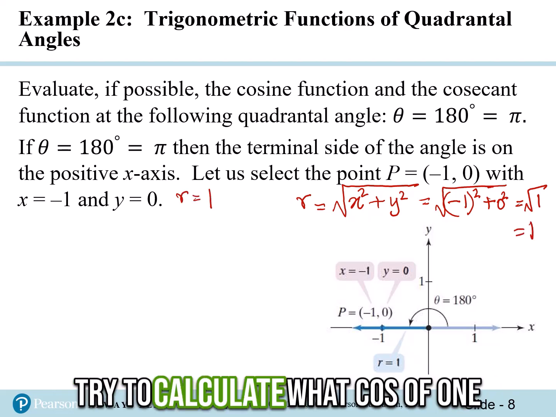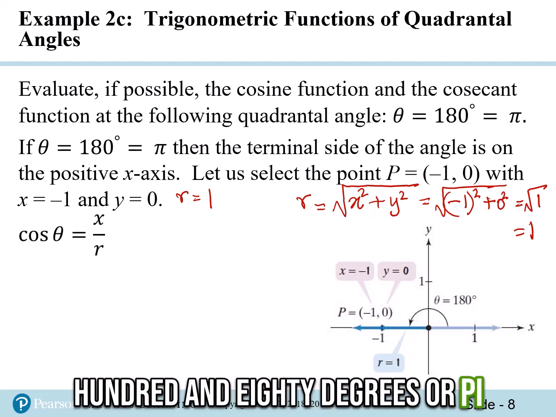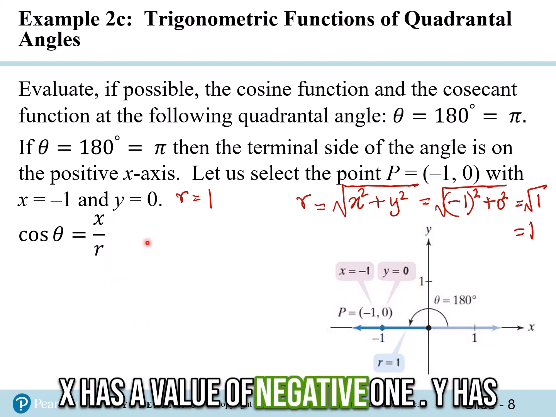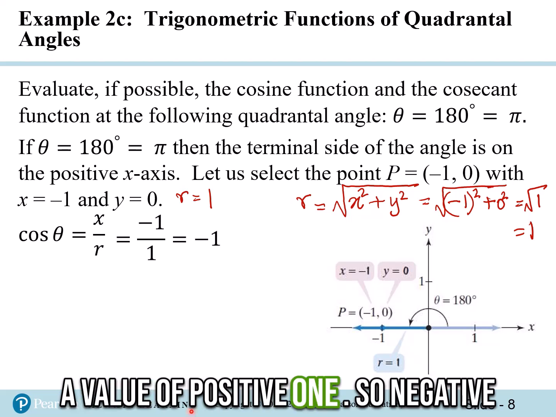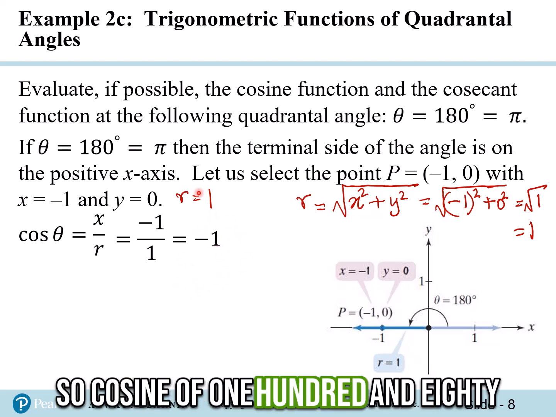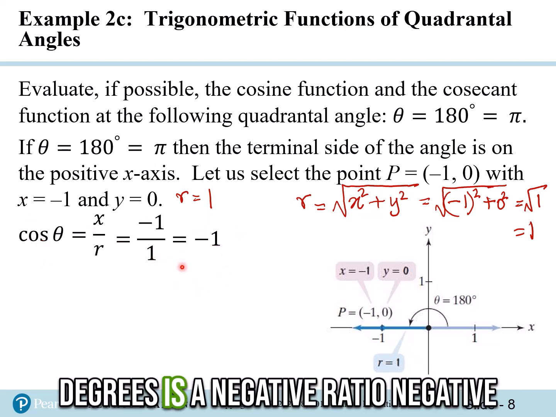Now let's try to calculate what cos of 180 degrees or pi radians is. Again, it's x divided by r. x has a value of -1. r has a value of 1. So negative divided by positive is -1. So cosine of 180 degrees is a negative ratio, -1.